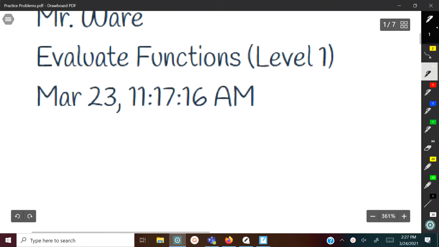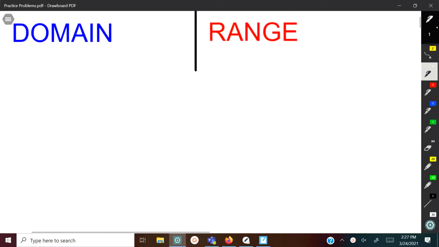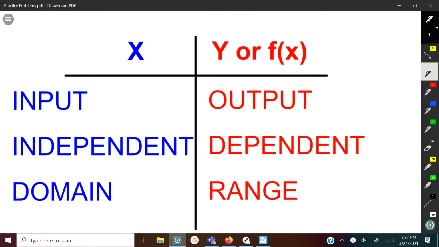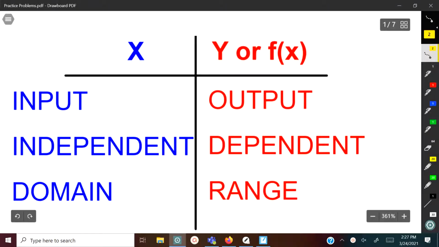Okay, we're solving for the input given the output. So if you go back up here and take a look at the notes I gave you in the previous video, input and output, okay, and the output is the y, or the f of x. So given the f of x, what is the input? That's what we're working on today.